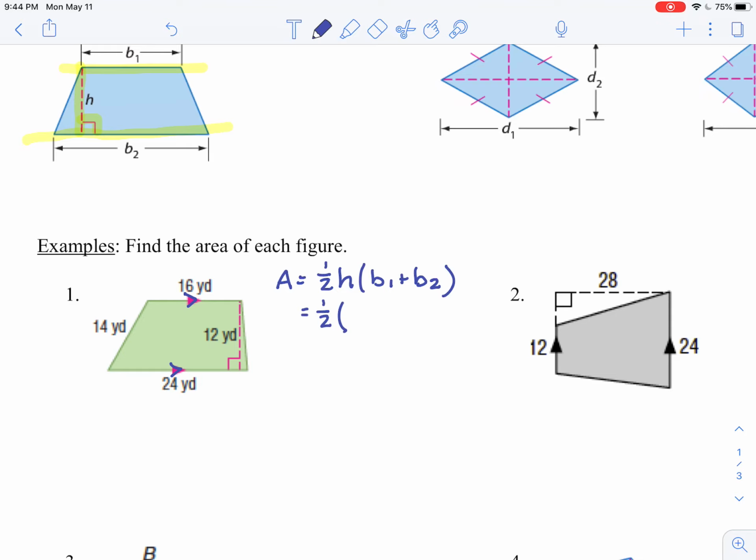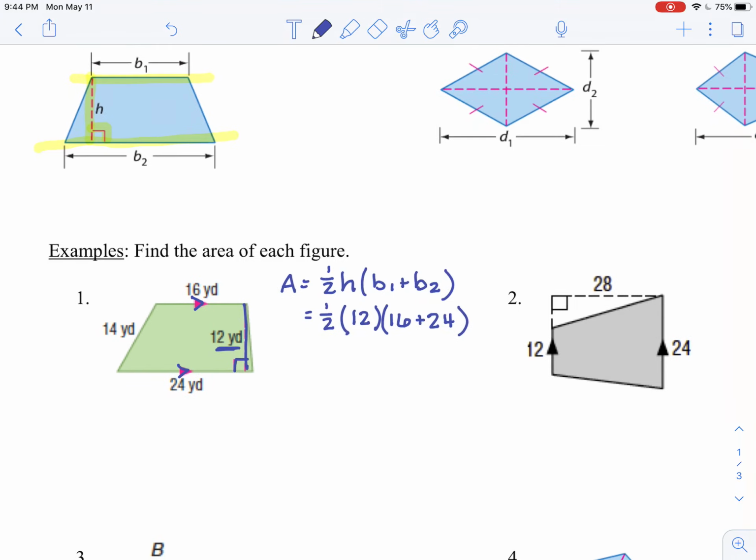So here I have 1/2 times, if the height of the trapezoid is perpendicular to the bases, then here the height of our trapezoid is 12, times the sum of the bases, so 16 and 24. When we multiply all of this out, the area of the trapezoid is 240 yards squared.